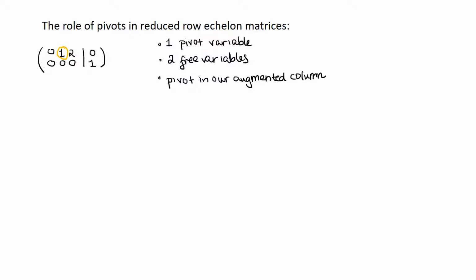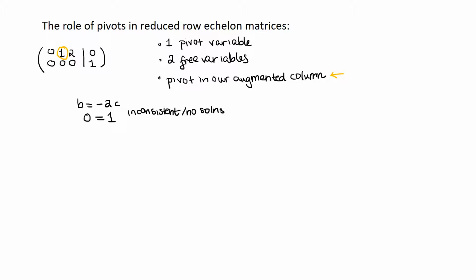And when we write out our system, we see that b is equal to negative 2c and that 0 is equal to 1. So this system, from having a pivot in our augmented column, we can see is inconsistent. So there's no solutions. And this is because no matter how I choose A, which can be anything, B and C, there's just no getting over this 0 equals 1.